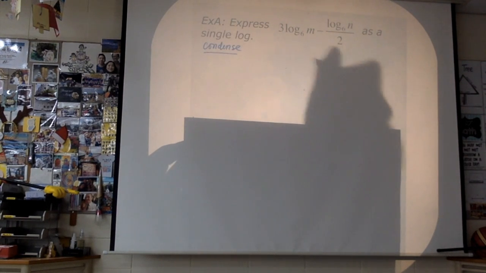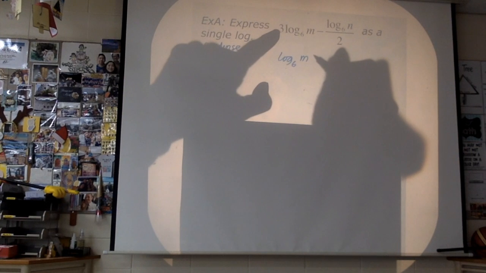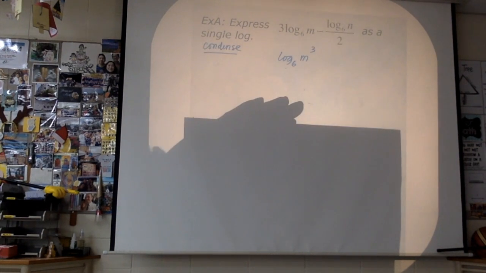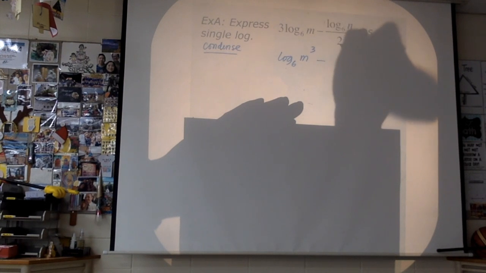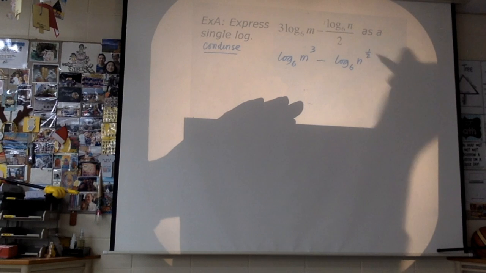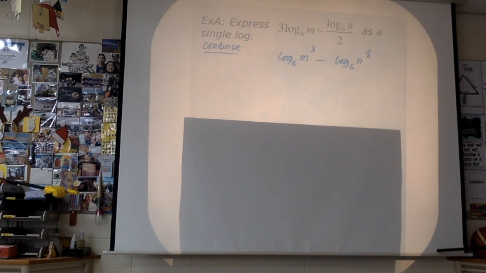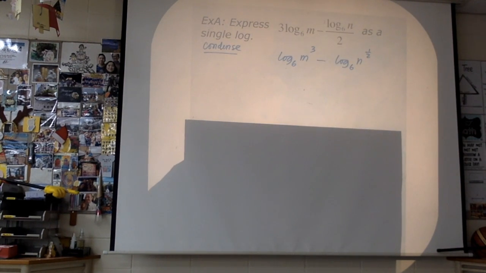So let's do this. First we have log base 6 of m, but look, the power rule, so it's 3. And you see this is minus, but this guy, isn't it really a half? So it's going to be log base 6 of n to the half, right? Don't be surprised by this, okay? It doesn't matter whether it's below the entire log base 6 of n, okay?